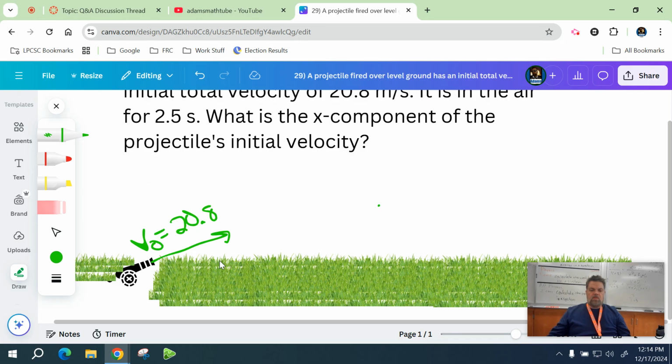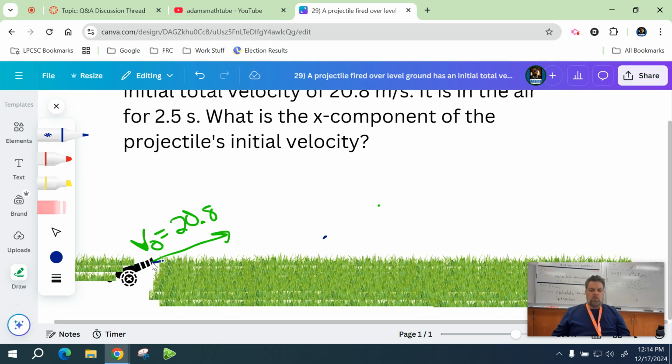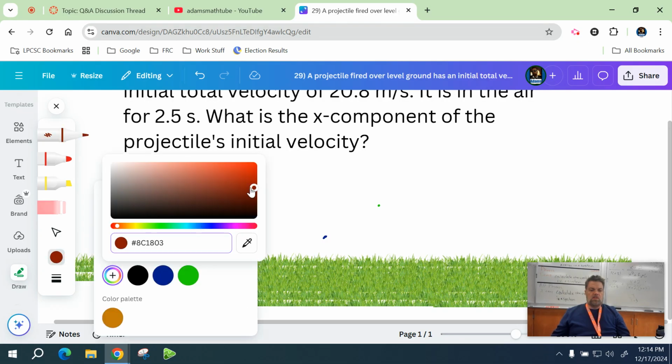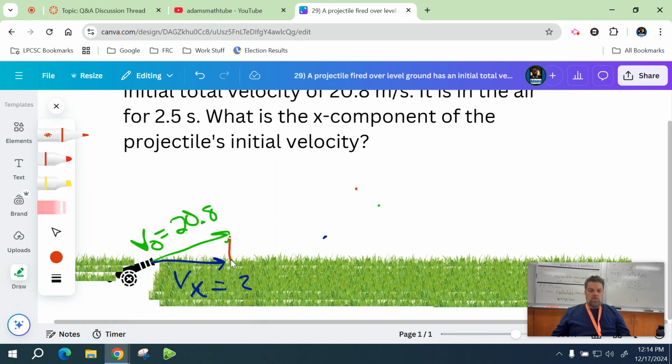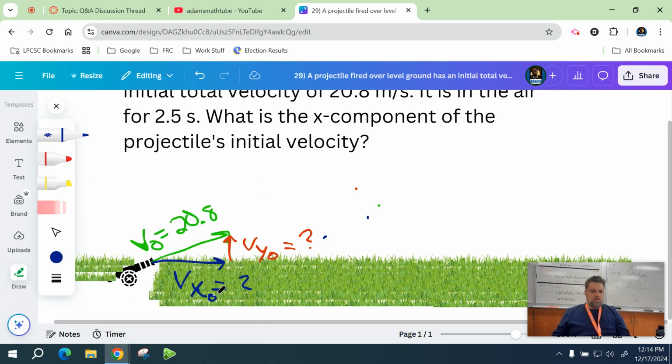Now remember that that resultant vector can be broken up into two components. You can have your velocity in the x direction, which is what they're asking us. That's what we don't know. And then there's also the velocity in the y direction, which would go this way. And both of these are initial, and we don't know what they are.